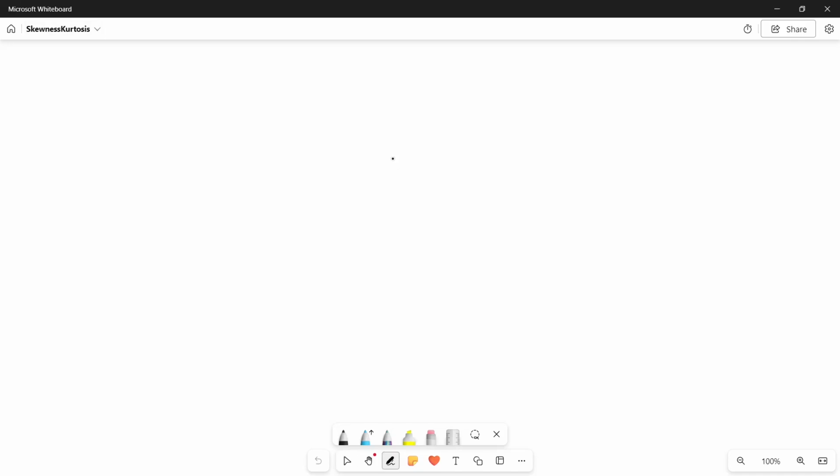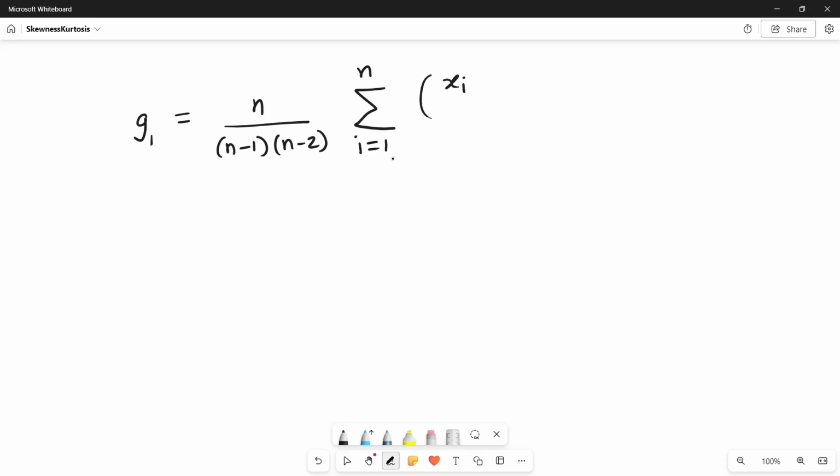So sample skewness is given by G1 is equal to n upon (n minus 1) into (n minus 2), into the summation i goes from 1 to n of ((xi minus x bar), that is the average, divided by s) the whole cube.